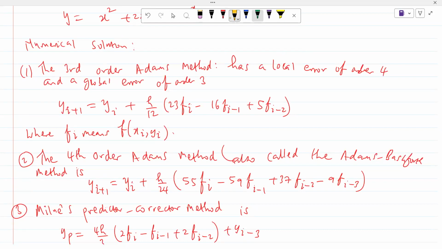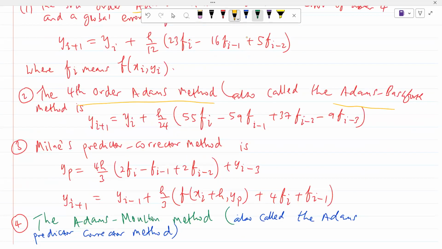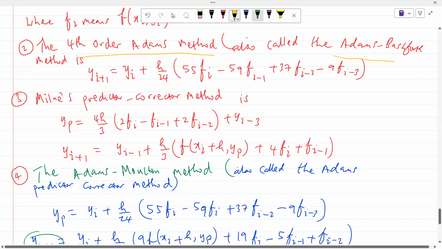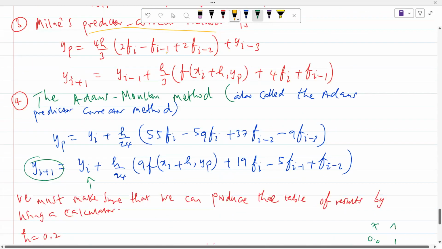Right. In summary, you have the Adams method and the Adams fourth order. The fourth order Adams method is also called Adams-Bashforth. Milne's predictor corrector is actually this one here. And Adams-Moulton, also called the Adams predictor corrector, others.